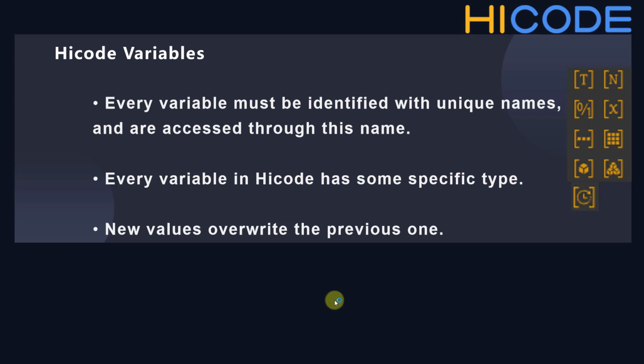When variables are declared or created, the system will allocate different types of storage for them. And third, new values override the previous one. You won't be able to find the discarded ones back.